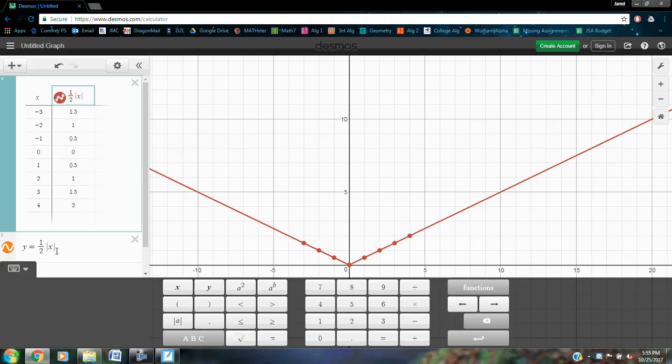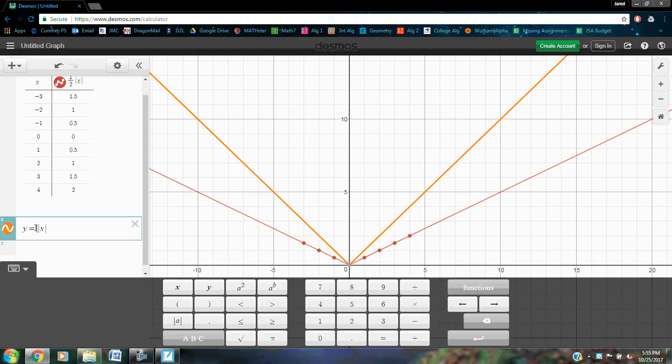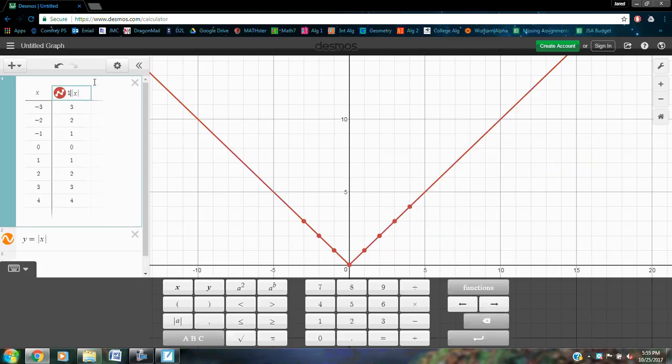becomes a little wider V. So again, it's kind of like thinking from this vertex, we go up 1 over 2, up 1 over 2. Okay, that's where we get these points from. It's this as our slope. Okay, I'm going to get rid of that slope. So we just have our regular absolute value equation again.